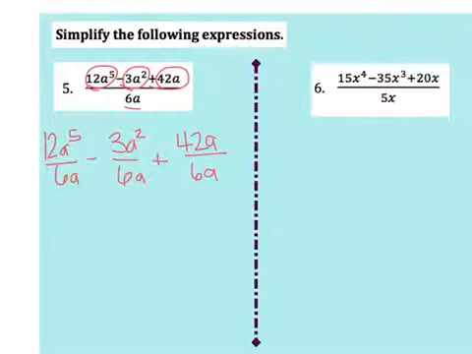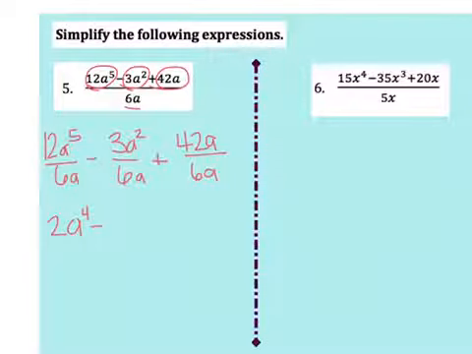So we're going to simplify each of these separately. So 12 divided by 6 is going to give me 2. A to the 5th divided by a gives me a to the 4th because we subtract those powers. Minus, if I do 3 divided by 6 in my calculator, I'm going to get a decimal, and I don't want decimals. So I'm going to go ahead and simplify this.